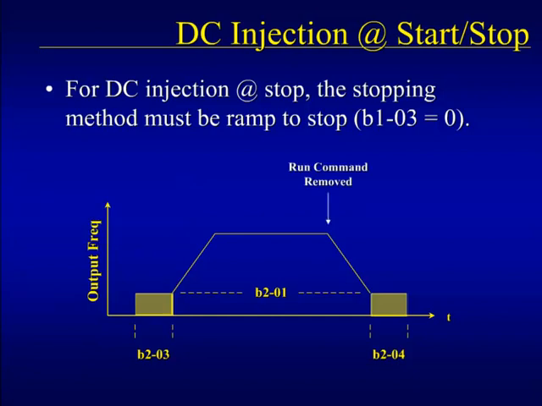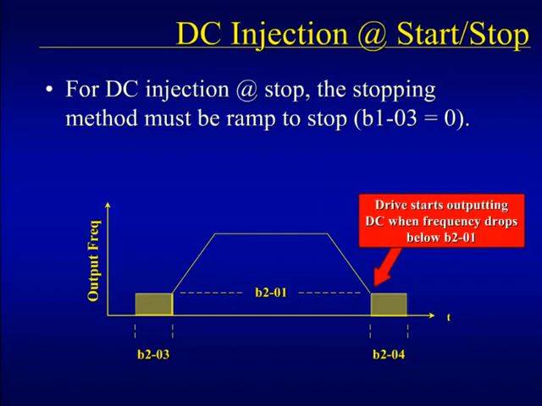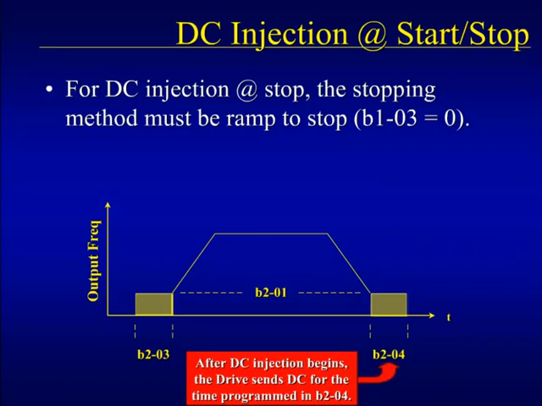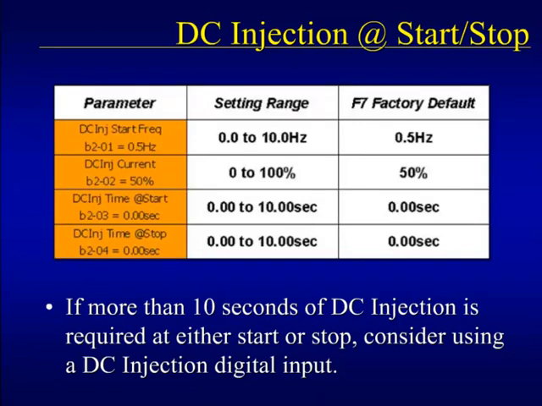Once the run command is removed, the drive will begin ramping to a stop based on the active deceleration time. When the output frequency drops to the level in parameter B201, the drive will begin DC injecting. Again, assuming B201 is still 6 Hz, once the output frequency reaches 6 Hz, the drive will stop outputting frequency and immediately send DC to the motor. The DC injection time continues for the length of time programmed in parameter B204. Once this time is up, DC is no longer sent to the motor and the motor is no longer under control of the drive.